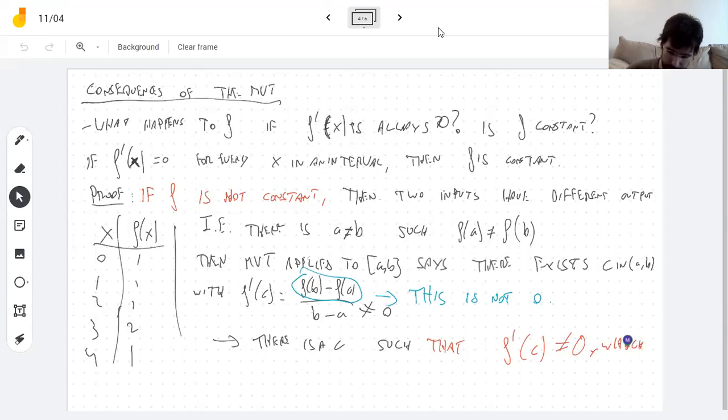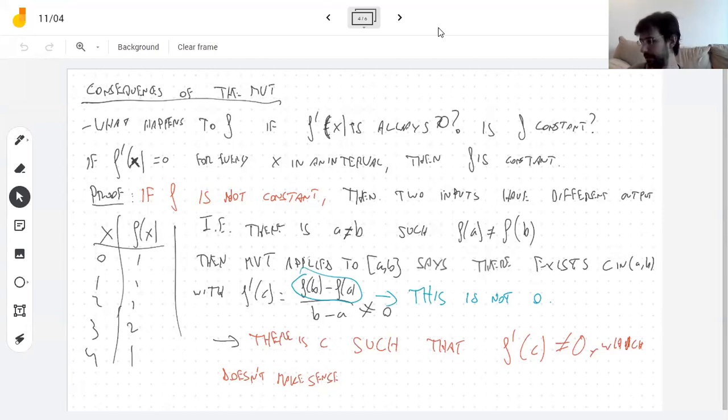So if you just read the, well, I guess I should have made this red. If you just read the red sentence, if f is not constant, there is a number whose derivative is not zero. But if I'm saying the derivative is always zero, that can't happen. So f cannot be constant. I cannot be Dracula.